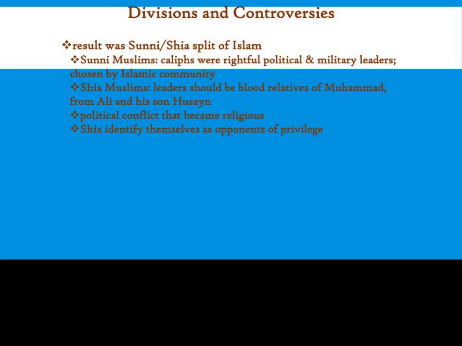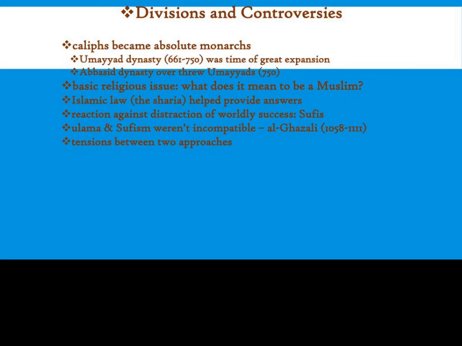The Sunni Muslims were political military leaders and supposed to be chosen by the community. And for the Shia Muslims, the leaders should be blood relatives, descended from Ali and his son Hussein. So you see the difference between the two, and that split still divides Muslims today. And essentially, over time, the caliphs became absolute monarchs. The Umayyad dynasty was a time of great expansion. The Abbasid dynasty eventually overthrew the Umayyads in 750.